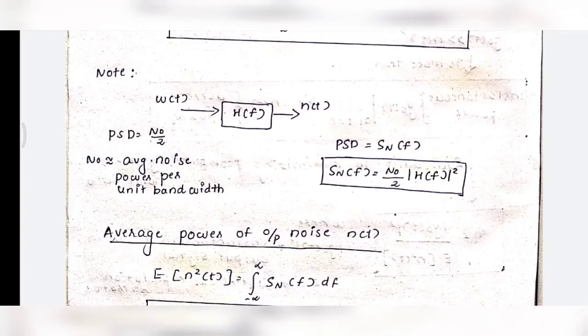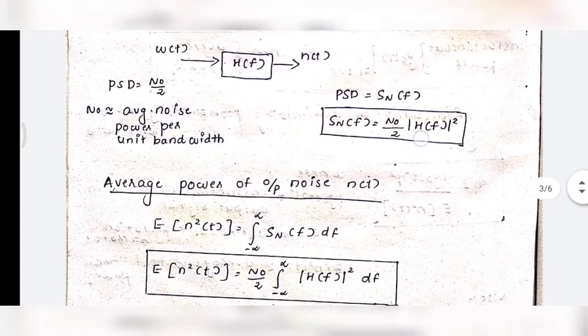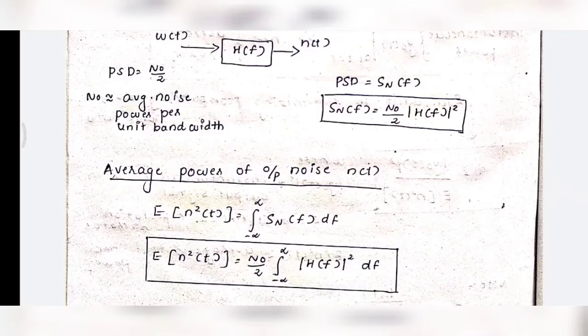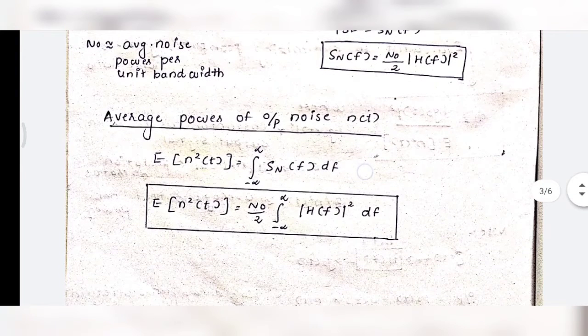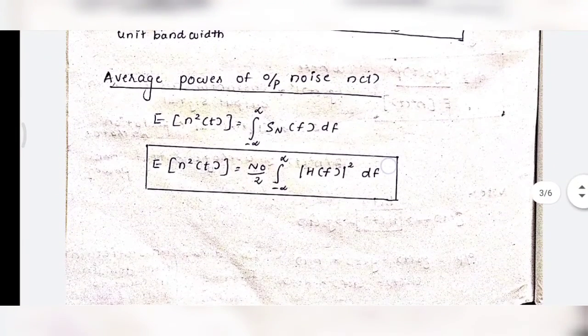With the help of power spectrum density of filtered noise, we can determine the average power of output noise, that is n of t. For this, we use expectation operator of n square of t is equal to integration of Sn of f df. In place of Sn of f, we can rewrite n0 by 2 times h of f square. At this point, we got the numerator and denominator.